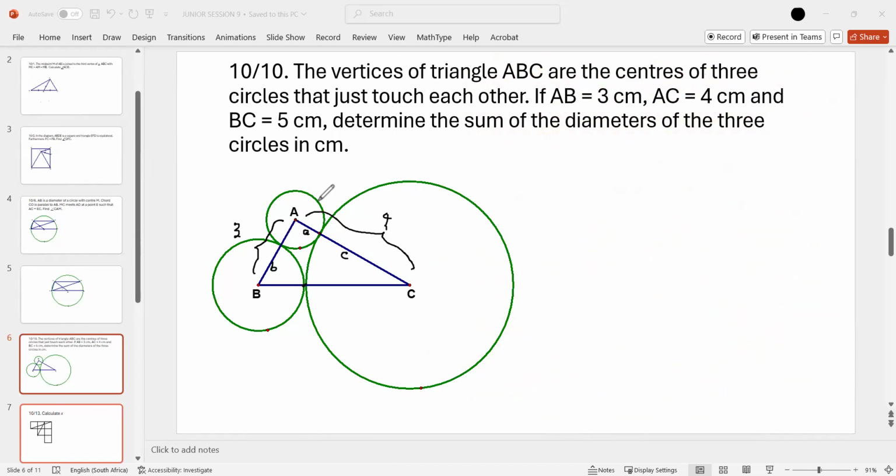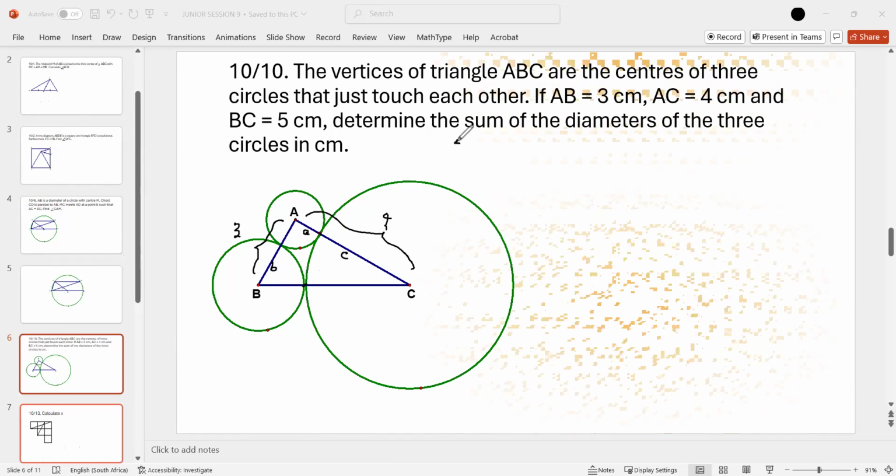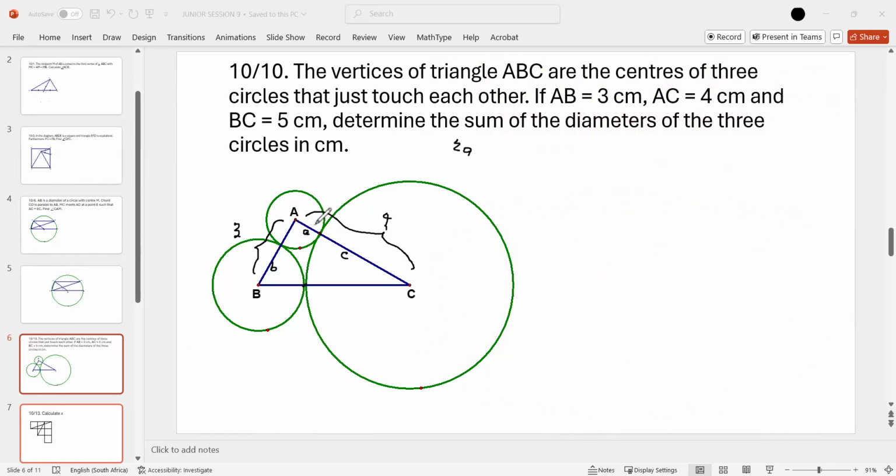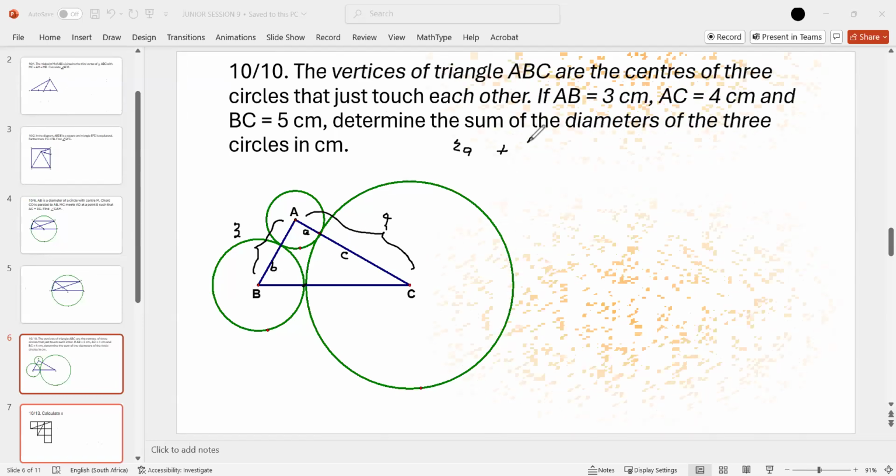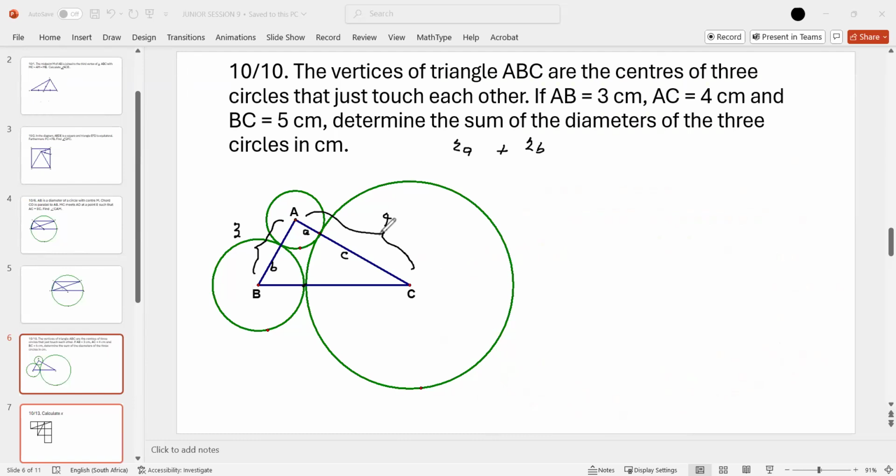So the diameter of circle A is 2A because A is the radius. The diameter is twice the radius, right? That's the diameter of one circle. The diameter of the second circle is 2B. The diameter of the third circle is 2C. So we need to determine the sum of the three diameters of the three circles. So what is that quantity equal to?